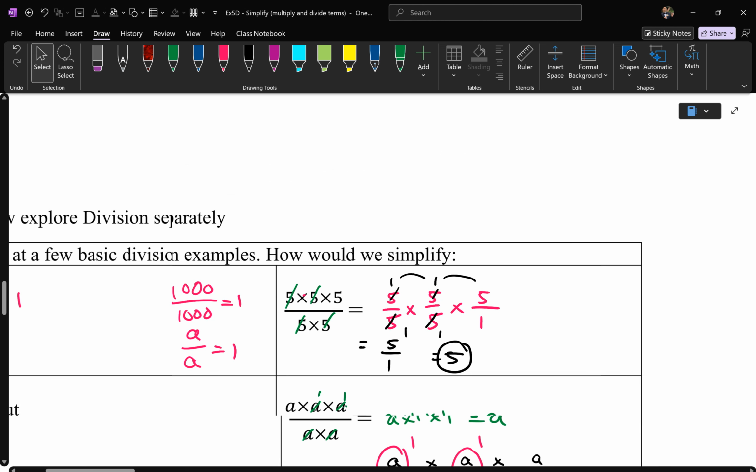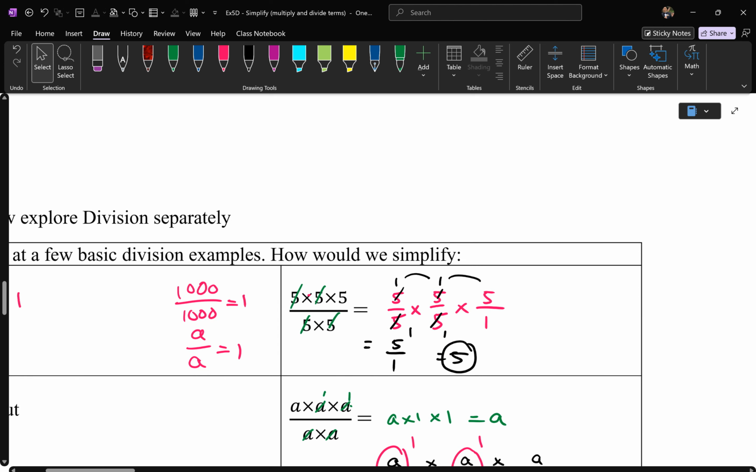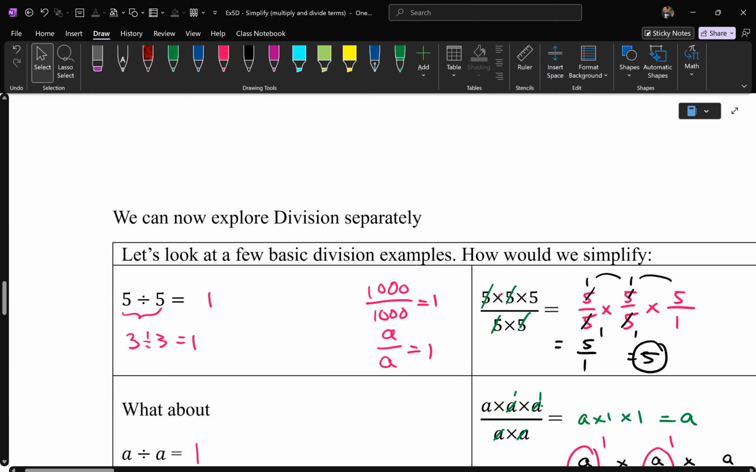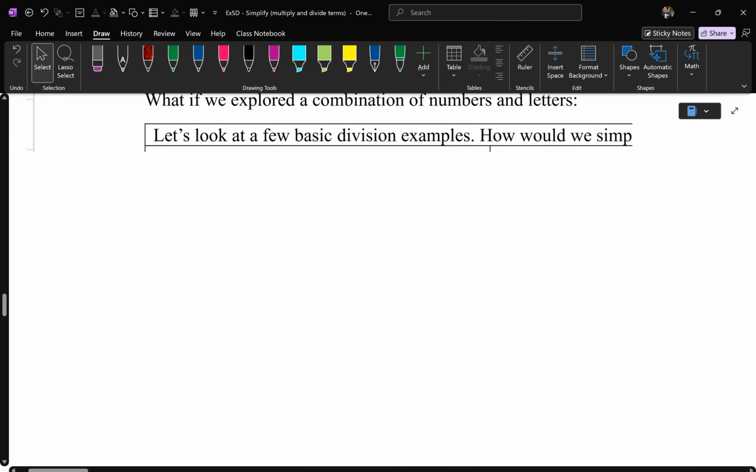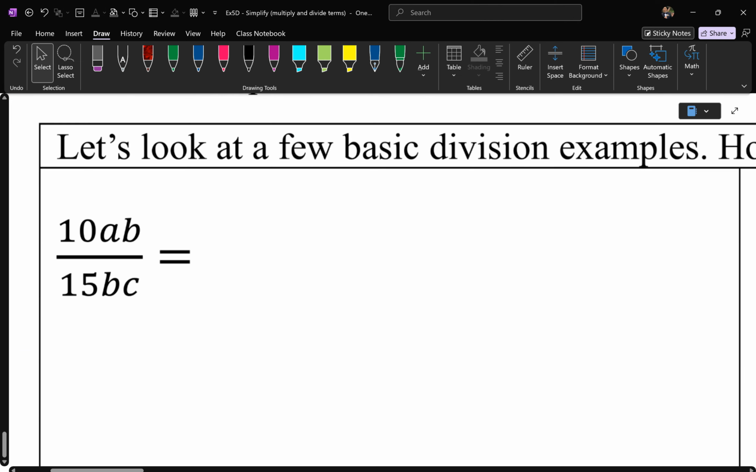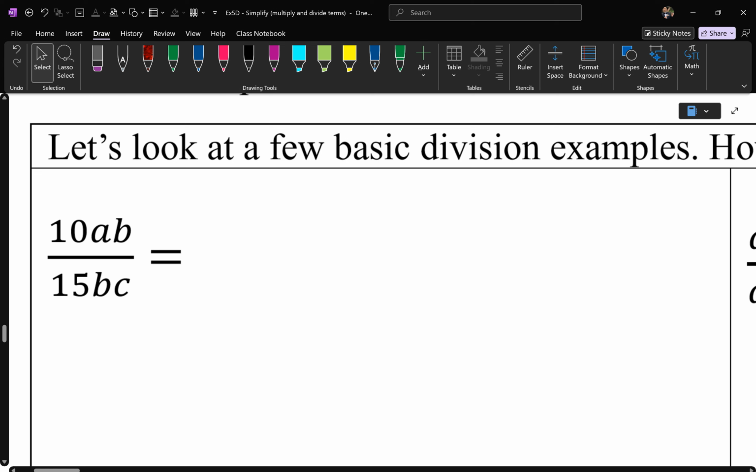So we know that when you have one on top and one on the bottom, you can cancel it out to be 1, not 0. Cancel out to be 1. Here we go. Let's do an example. Let's do this one. Looks scary?